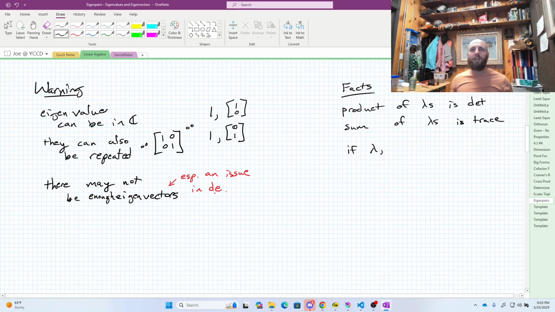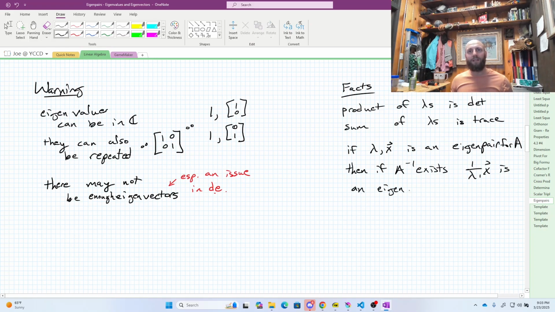If lambda and x is an eigenpair for a matrix A, then if A inverse exists, one over lambda and x is an eigenpair for A inverse.